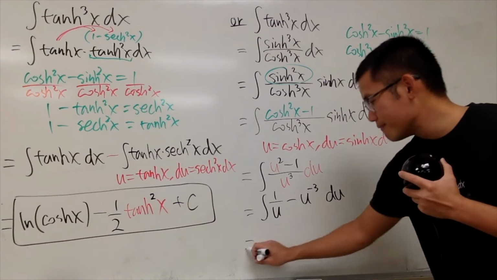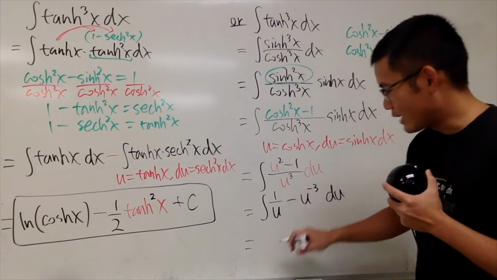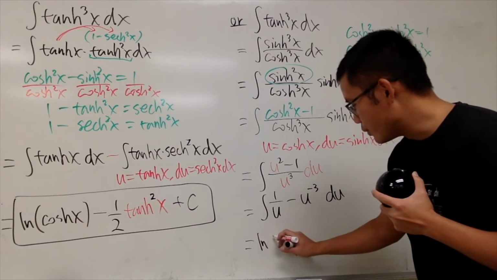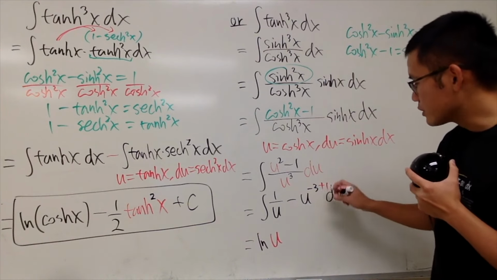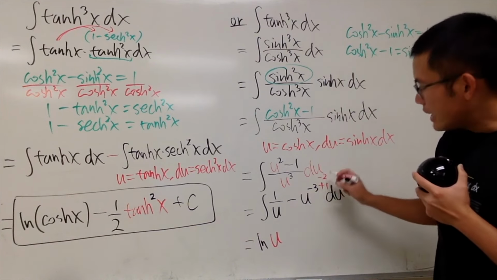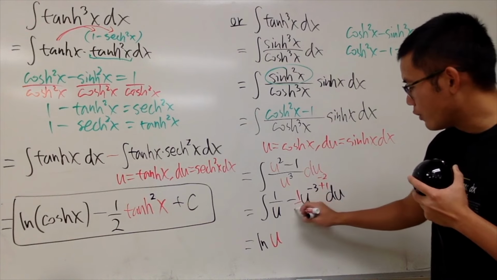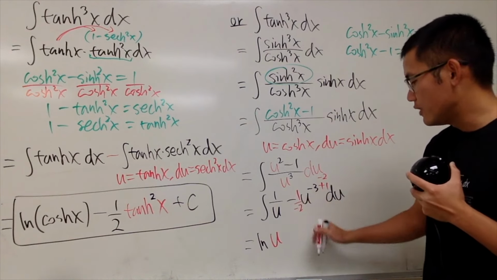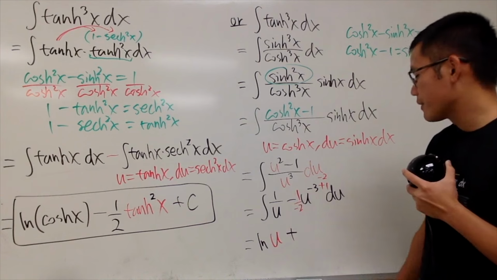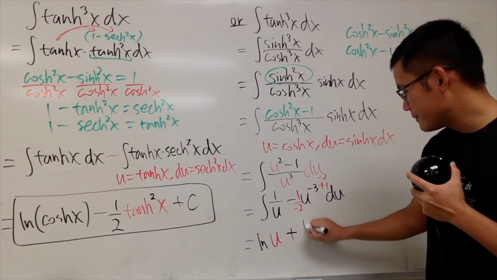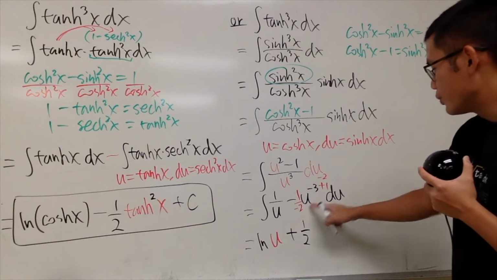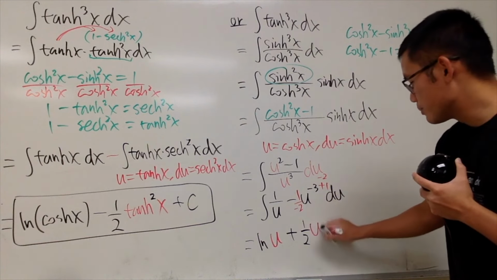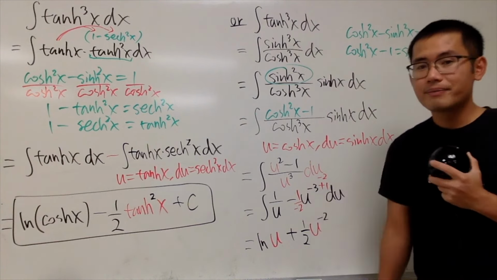For the first one, we can just do natural log of the input, which is the u. And for this one, we will have to add 1, which is going to give us negative 2, divided by the new power. So we'll have 1 over negative 2 like this. And that will give us a positive now, and this is positive 1/2. Like that, right? And then we have u to the negative 2. Let me just put this down right here for you guys.